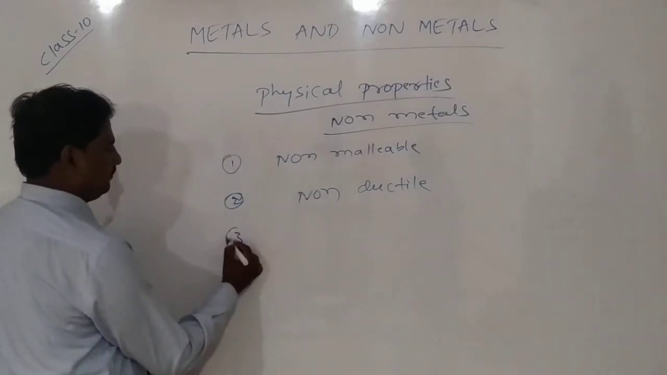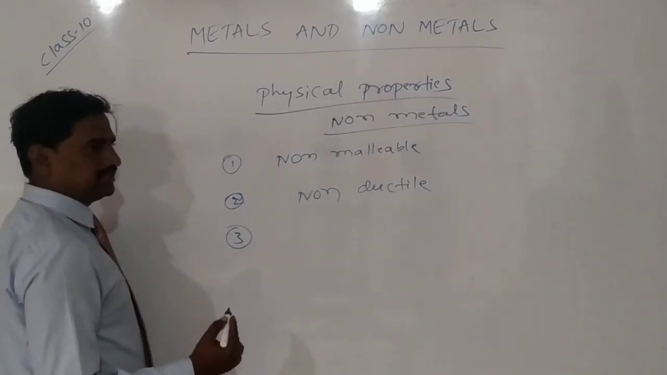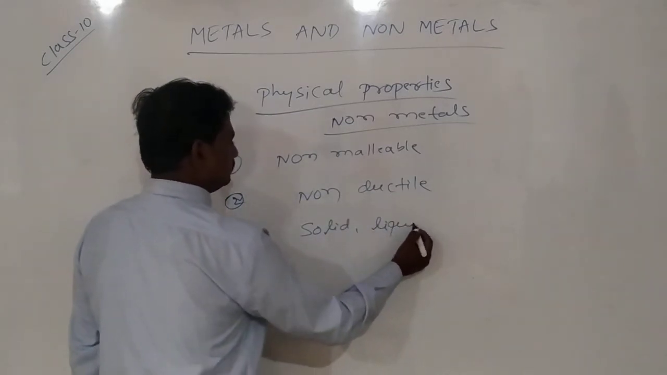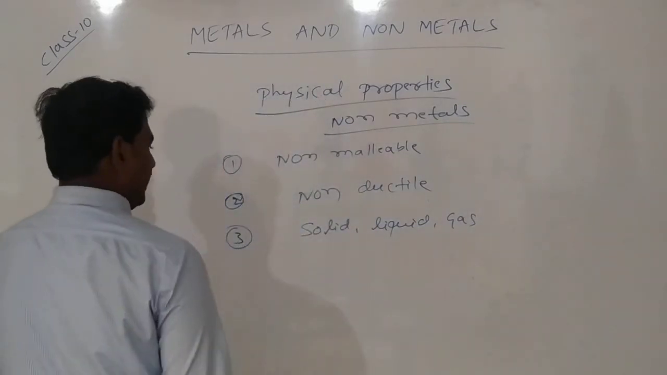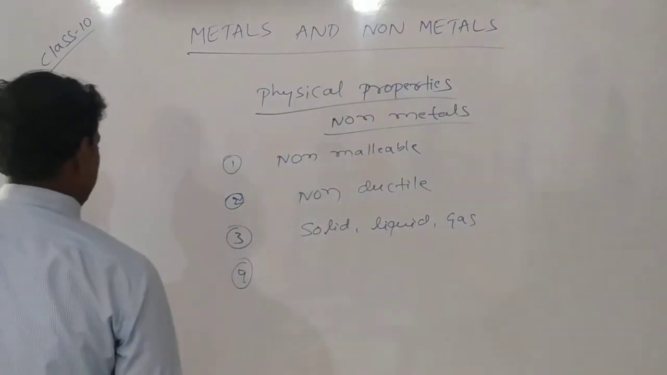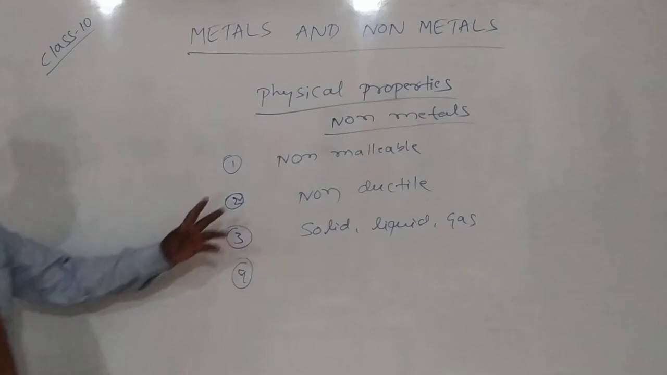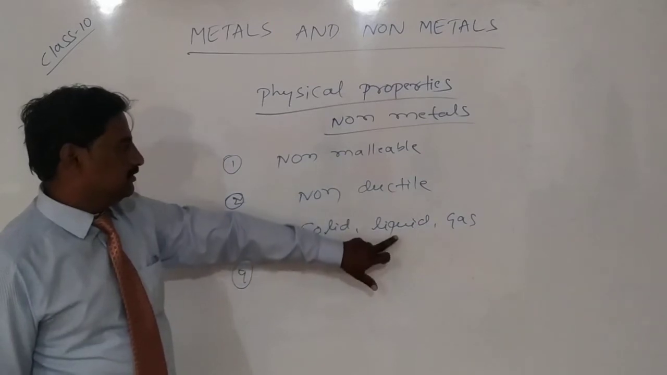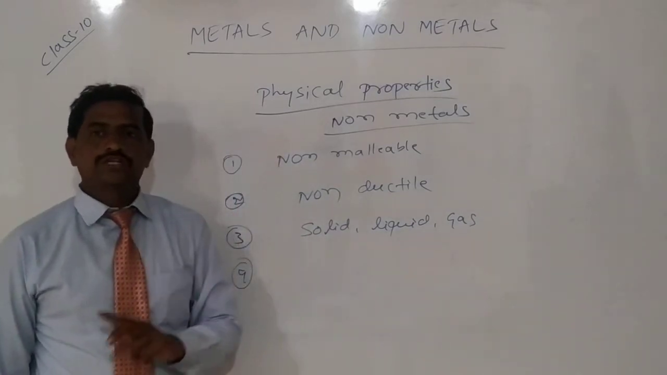The next, third one: usually the non-metals exist in all three states: solid, liquid, and gas. The next, fourth one, the physical properties of non-metals. First one, non-metals are non-malleable, non-ductile. They exist in all three states: solid, liquid, and gas, but metals exist only in solid except mercury.